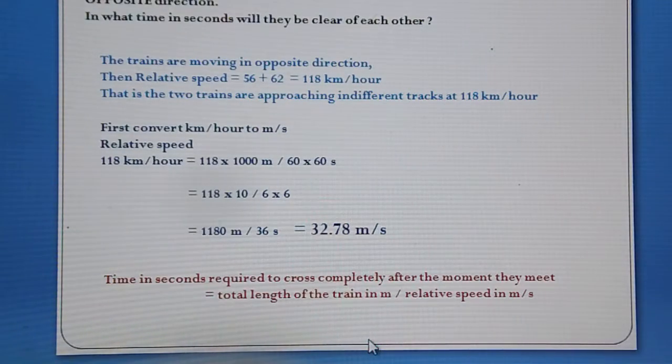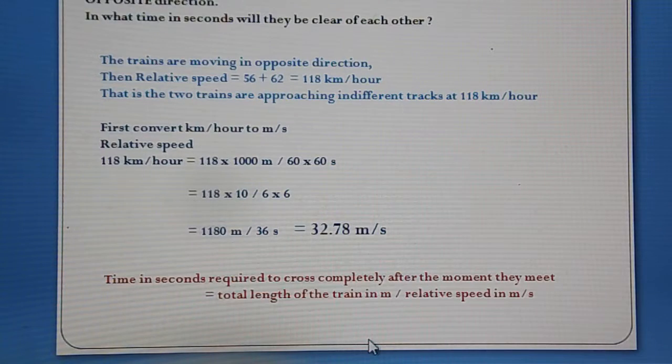Okay, if the trains are moving in opposite direction, that we know. Then what happens? The relative speed is equal to 56 plus 62 is equal to 118 kilometer per hour. That is, the two trains are approaching on different tracks at the rate of 118 kilometer per hour.